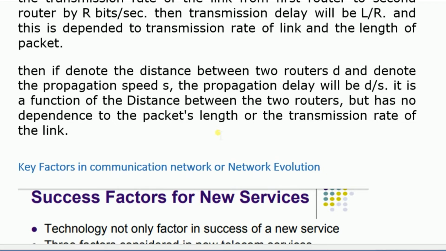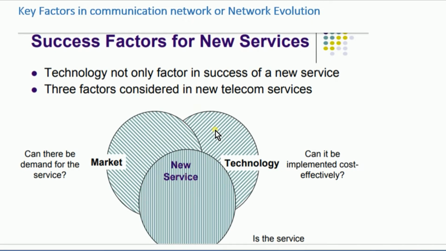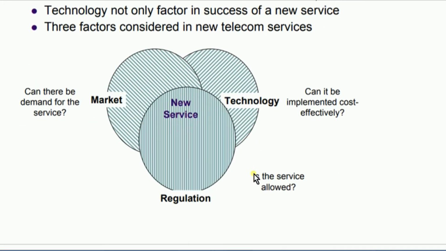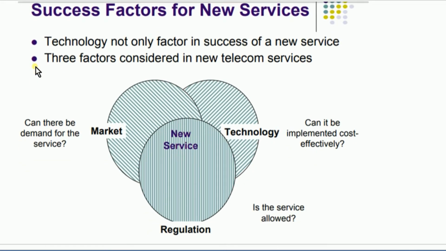Next concept is key factors in communication network or network evolution. Success factors for new services. Technology is not the only factor in the success of a new service. Three factors are considered in a new telecom service: one is market, another one is technology, another one is rules and regulations. Market, technology and regulation are the three key factors in communication network.